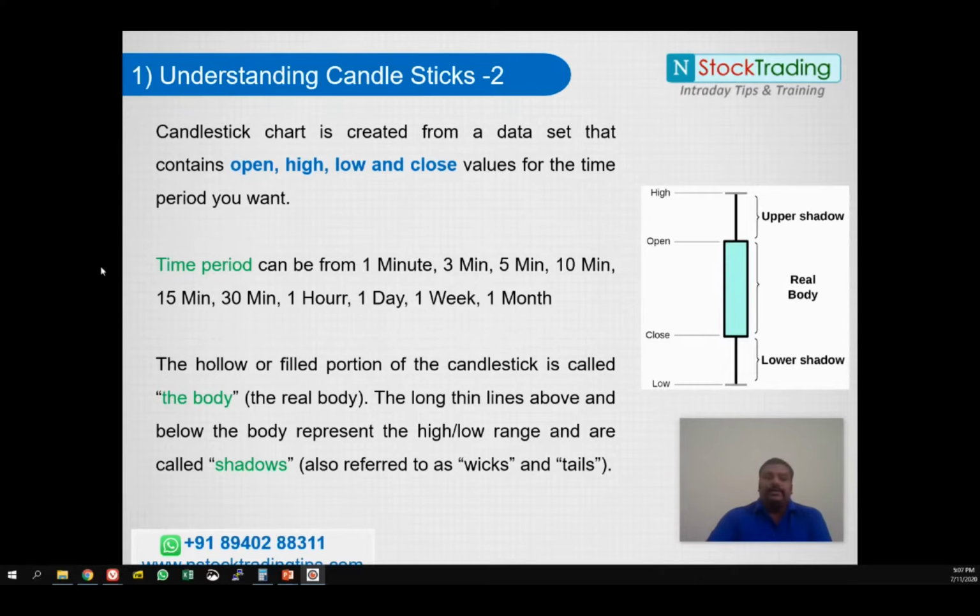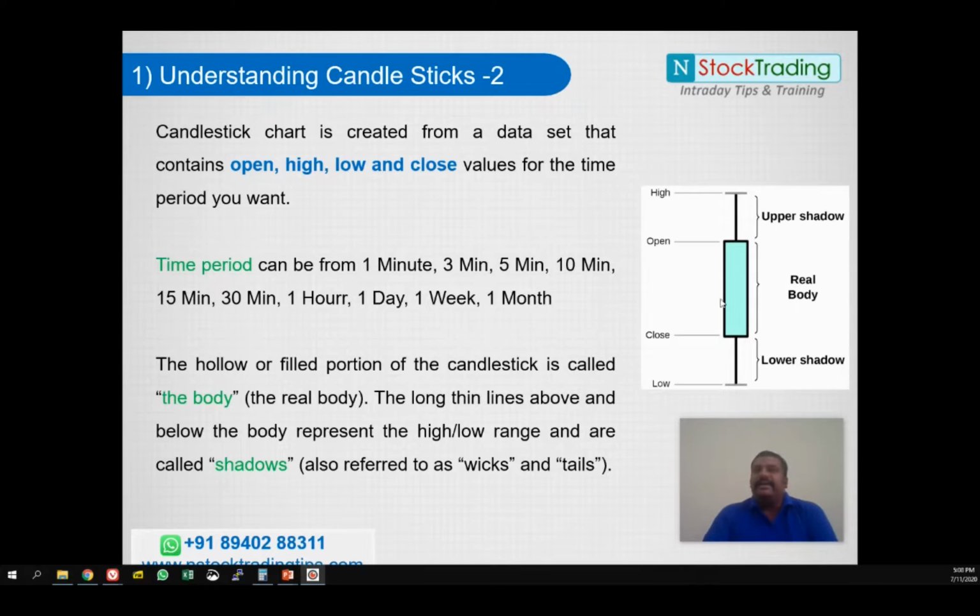Candlestick charts are created from a data set which contains open, high, low, and close prices. This is done for a time period. What is a time period? A time period can be anything from 1 minute to 3 minutes, 5 minutes, 10 minutes, 15 minutes, 30 minutes, 1 hour, 1 day, 1 week, or even 1 month. The candlestick chart is prepared from the data set of open, high, low, and close values for the given time period.